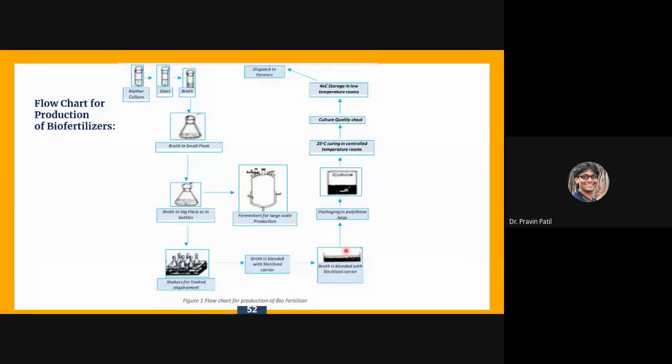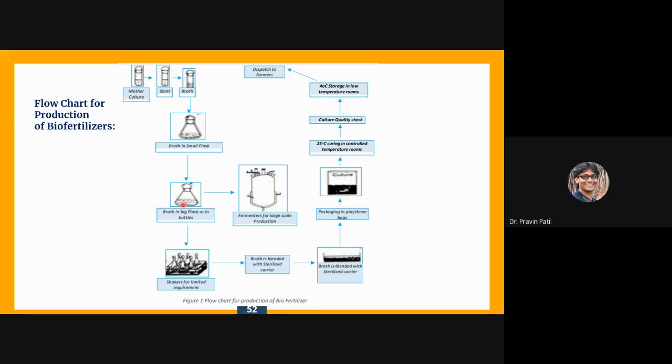So if I have to put this whole production flow chart, how does it go? The first is the mother culture. Then the mother culture is taken and a slant is obtained, and this slant is subcultured and broth is obtained. Initially, the broth is cultivated in a small flask, and then this small flask can be transferred to the big flask, because scaling up is a gradual process.